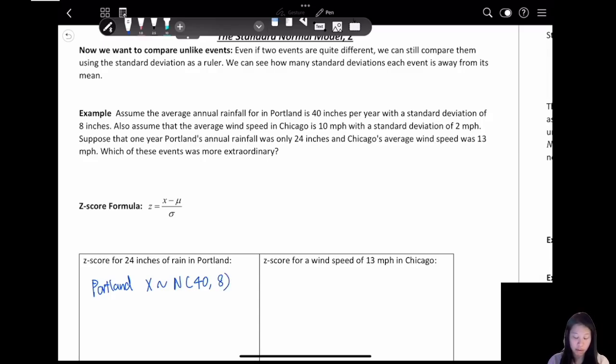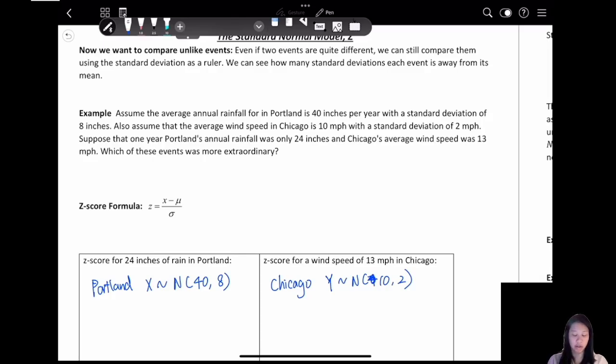Also assume the average wind speed in Chicago is 10 miles per hour with a standard deviation of 2. So this is also a normal distribution. So for Chicago, let's use another letter, let's use Y, which is a normal distribution with a mean of 10 and a standard deviation of 2. So see, how do you compare these two? One is talking about rainfall, the other is talking about wind speed. Now they want you to compare.